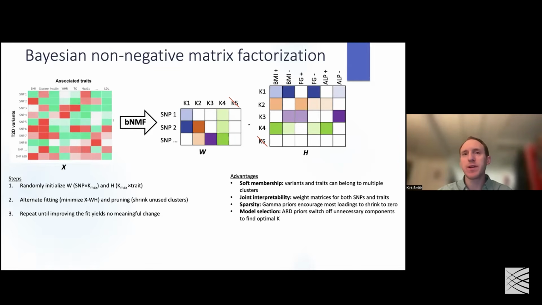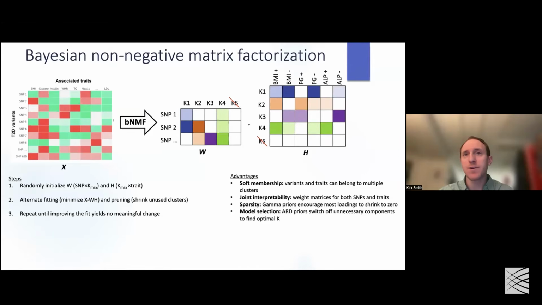So once we have these random matrices W and H, we begin alternating fitting and pruning. The fitting involves minimizing the error between our original matrix X and the matrix product of W times H. There's also a complexity penalty involved to avoid overfitting. Now, the pruning is a very important part because it shrinks clusters that are not contributing to the approximation of X. I've tried to highlight that in this example with the color coding.